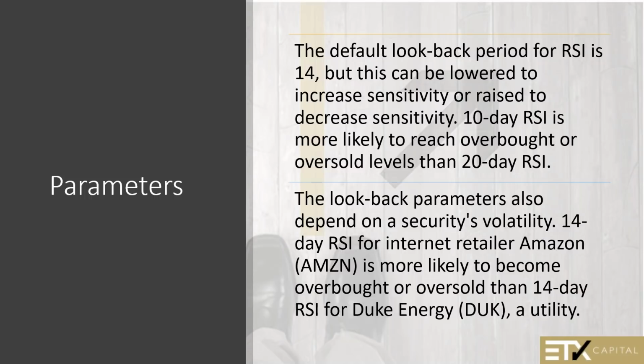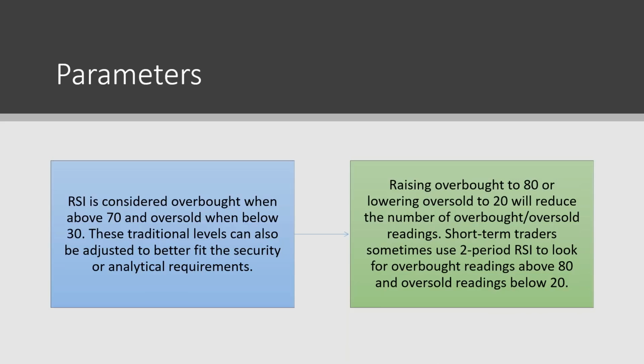Now, as I said before, the default look-back period is 14, but this can be lowered to increase sensitivity or raised to decrease sensitivity. A 10-period RSI is more likely to reach overbought and oversold levels than a 20-period. But the fact is, unless you're going to do all the studies yourself, you should use the standard look-back period. We're not talking about some guru out there trying to preach you do this, do that, and he's adjusted to a 19-day look-back period. That's his own strategy. It's not RSI.